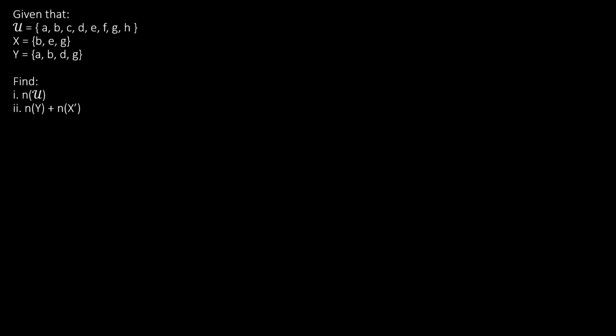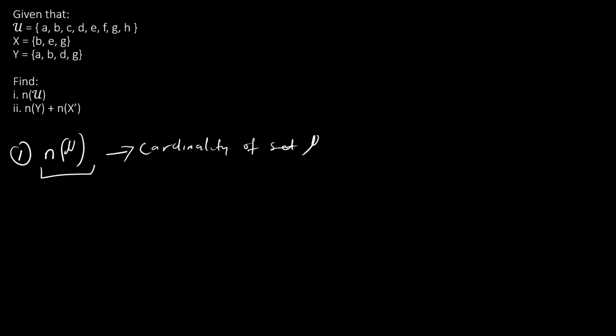Now let's look at an example. Here we have some sets. We have the universal set which includes A, B, C, D, E, F, G and H. These are the letters. And we have set X which includes B, E and G, and set Y contains A, B, D and G. So the first one, we have to find n(U). You have already seen that this symbol represents the cardinality of the set. So this is the cardinality of the universal set.